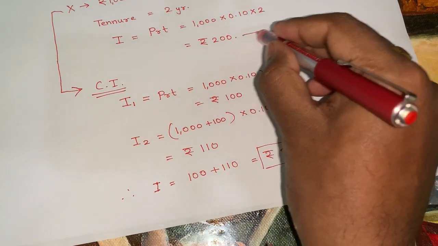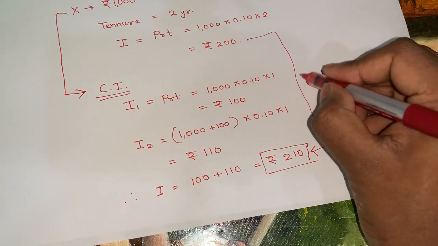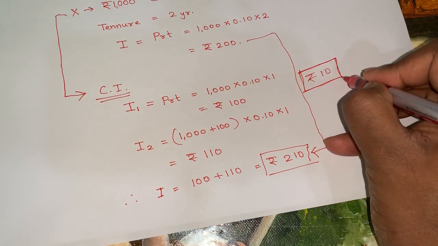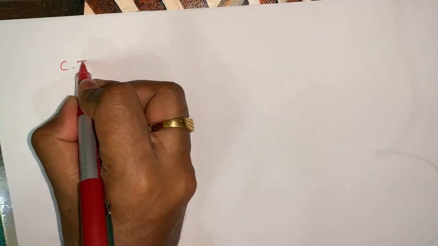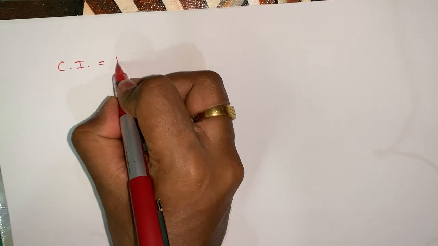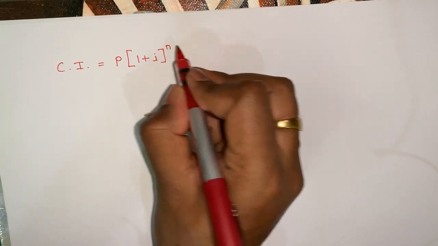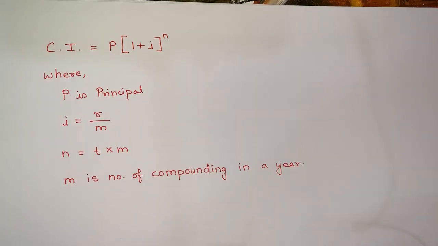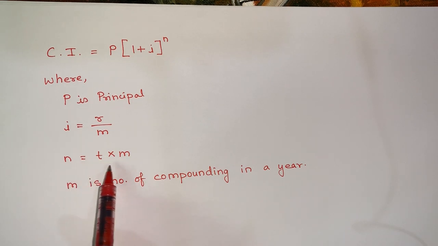Hence in the second case a difference of rupees 10 is observed in the interest, and this difference is only due to compounding of interest, which means that we are charging interest on interest. Therefore the formula for compound interest is P (1 plus I) to the power n, where P stands for principal.